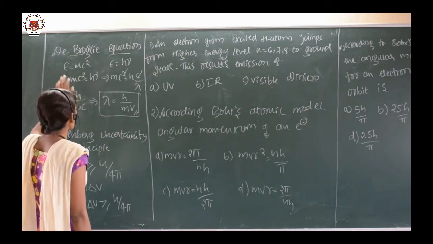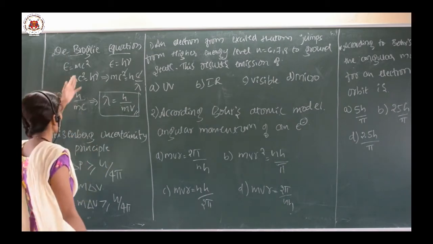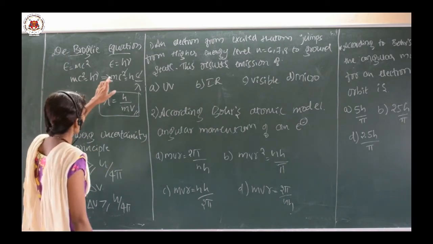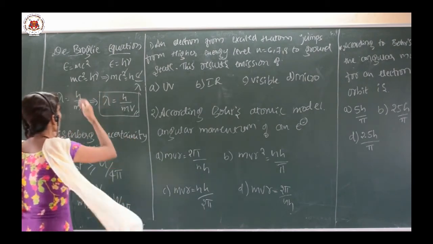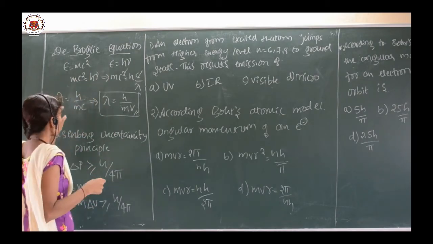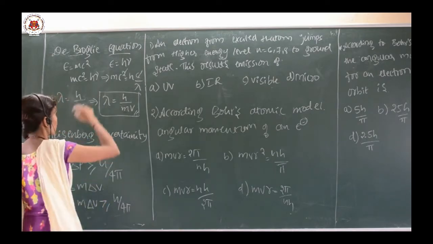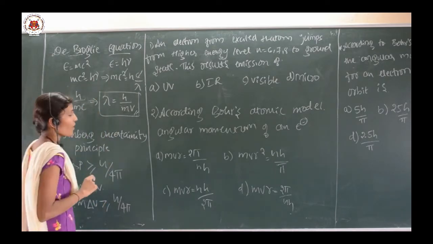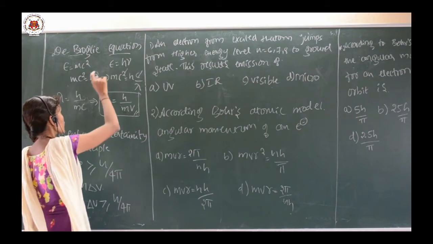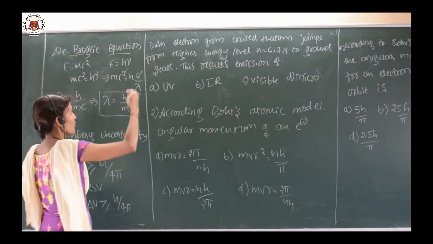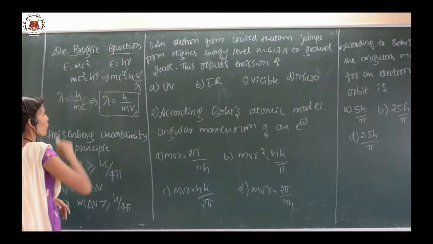According to Einstein's theory, we know that E is equal to mc square, that is, the energy equals mass into the square of the velocity. And according to Planck's quantum theory, E is equal to h nu. Both are energies, so we equate them: mc square is equal to h nu. Since nu is equal to c by lambda, where nu is the frequency, as we discussed earlier in the characteristics of the wave, the c and c get cancelled, and lambda is equal to h upon mc.